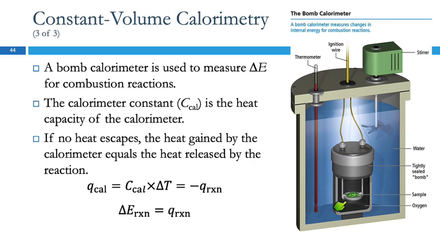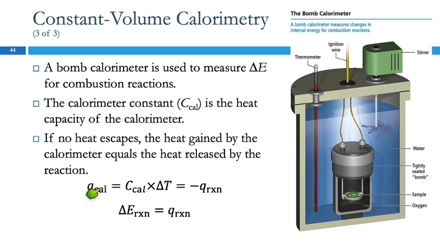Around this bomb, we have water with a stirring mechanism and a thermometer. And then the walls of this outer part are well insulated. So all of the heat that's lost by this reaction is going to go into the surrounding water, and we can measure the change in the temperature. This is assuming that no heat escapes.